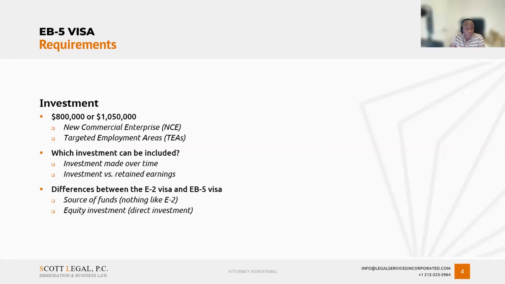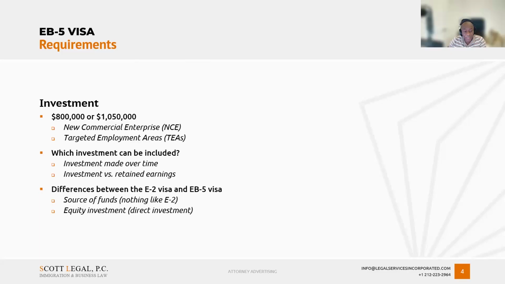So the key requirements, the crux of the EB-5 program, the first one I talked about was investment. So you're required to invest either 800,000 or 1,050,000 in a new commercial enterprise. Now that's a new business in the sense of a business that was not necessarily started yesterday. It could be a business that was started after 1990.